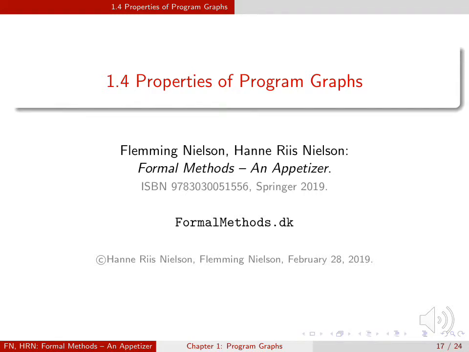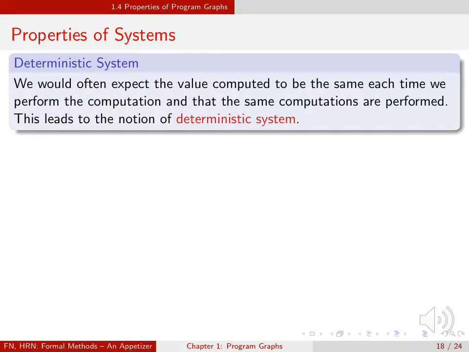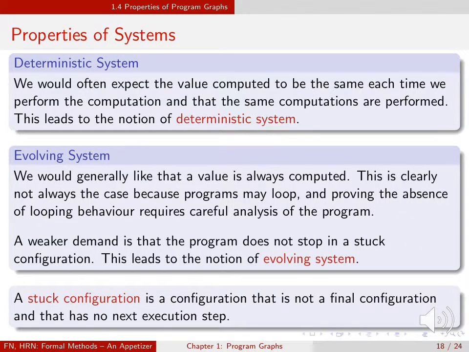In this section, we are going to consider some properties of program graphs. One is a property of being a deterministic system, that the program gives the same result whenever it is executed on the same memory. Another is that of being an evolving system, that the program continues to operate all the way to the end. Perhaps it does not reach the end because it enters into a loop, but it will not get stuck at any node except the final one.